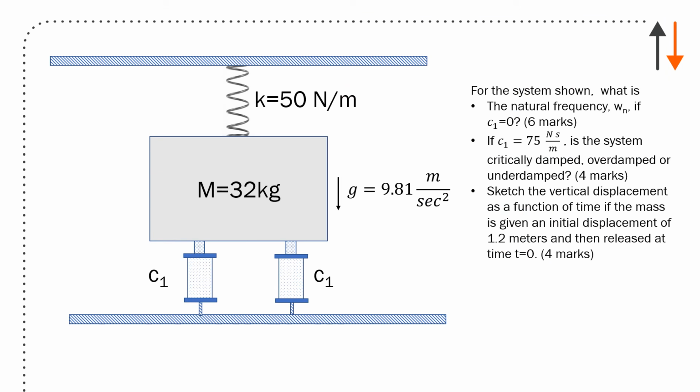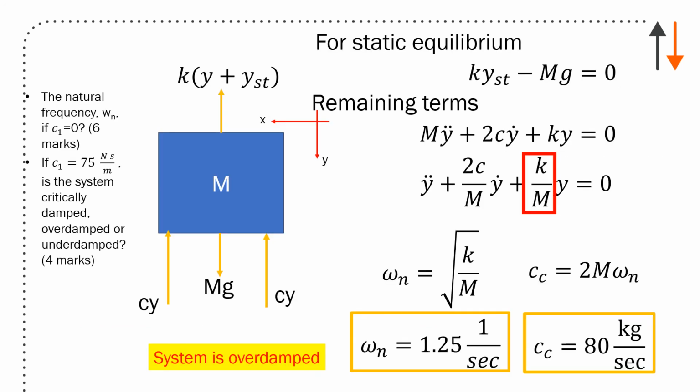This is a slightly more complex problem. It's not terribly complex. What's the natural frequency if c1 equals 0, if c1 equals 75 newton-seconds per meter? Is the system critically damped, overdamped, or underdamped? Sketch the vertical displacement as a function of time if the mass is given an initial displacement of 1.2 meters and then released at time equals 0. So I've got x at 0 and x prime at 0.